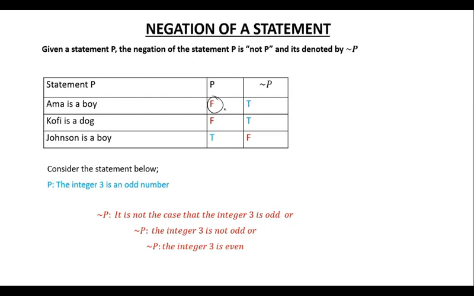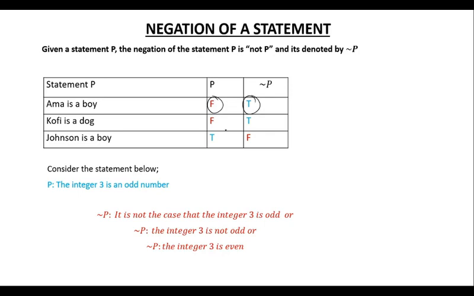But once we negate this statement, a true statement becomes false once it is negated, and then a false statement becomes true if it is negated. In this case, we have a false statement, so once we negate it, it becomes a true statement.